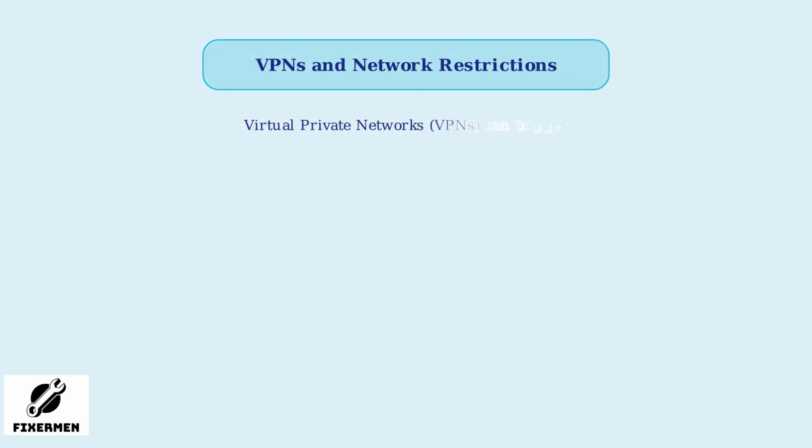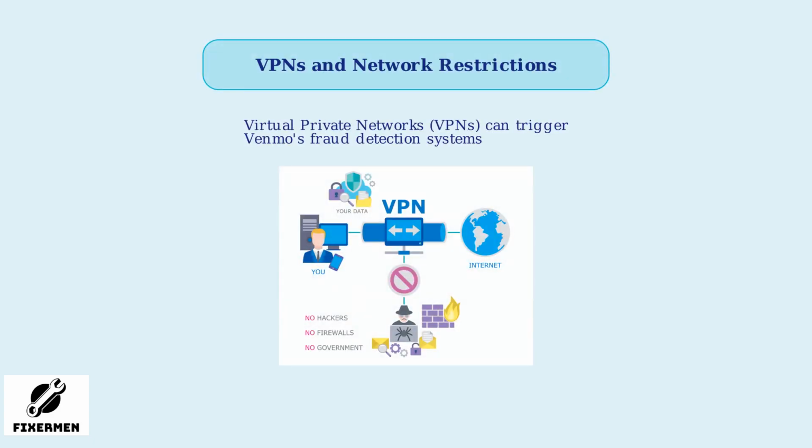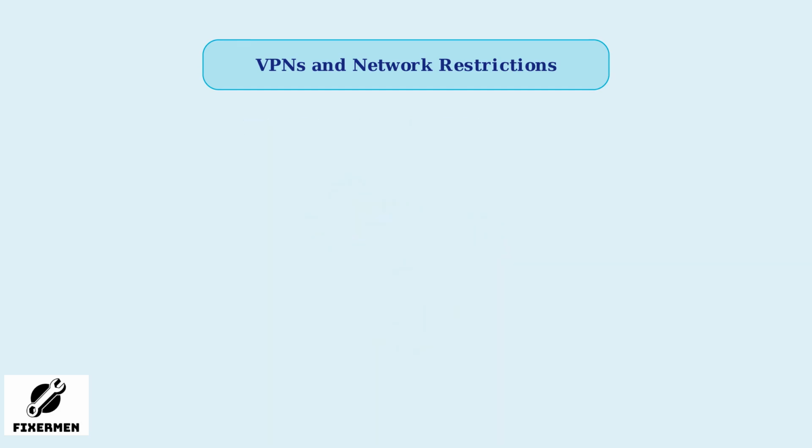Virtual private networks, or VPNs, and restrictive firewalls can trigger Venmo's fraud detection systems, leading to error 1003. A VPN changes your IP address and encrypts your traffic, which Venmo's security may flag as suspicious. Similarly, firewalls that block certain network access can prevent Venmo from verifying your connection. To resolve this, try these steps.